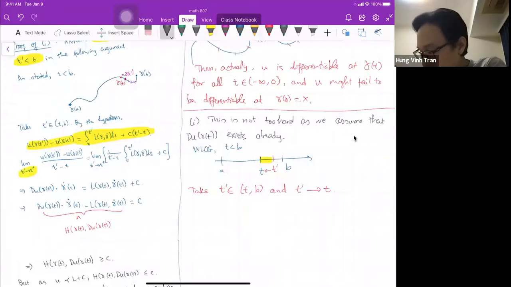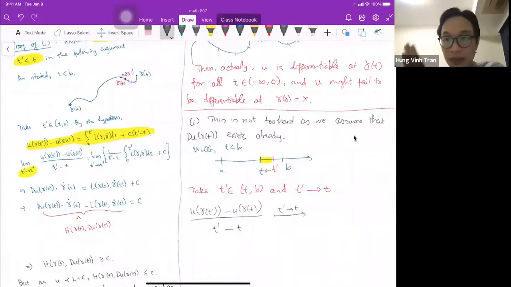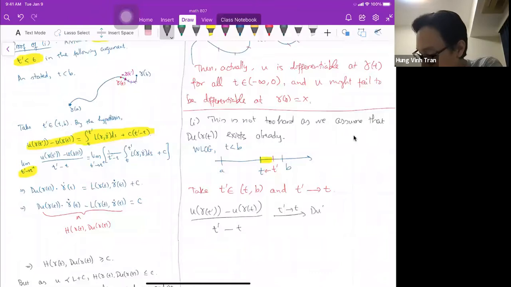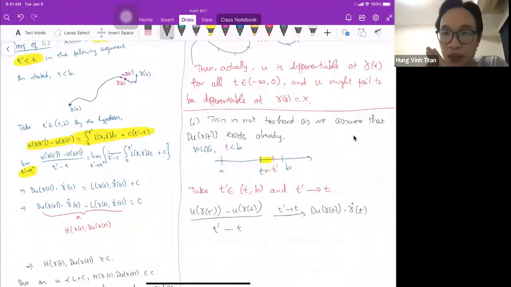We take u of gamma t prime minus u of gamma t over t prime minus t, and we know that as t prime goes to t, with t fixed, u is already differentiable at that point, so we can just use the chain rule to see that this equals du of gamma t dotted with gamma dot of t. Again, remember that I'm using implicitly here that gamma is C^k already.